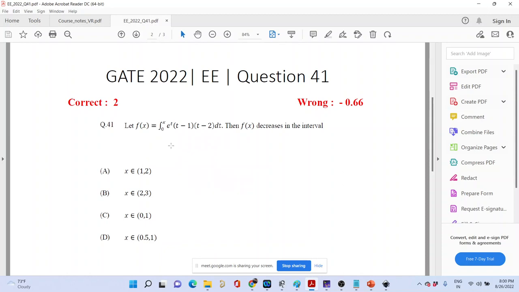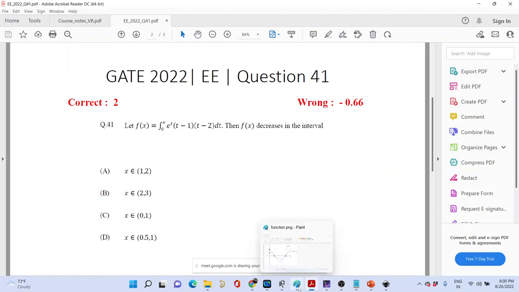Okay, forget about the solution. Tell me what this curve looks like. T minus 1 into T minus 2. It will be a parabola. Correct. Absolutely, it is a parabola. And what is this? E to the power T. Rising steadily, exponential, right? Steadily increasing.